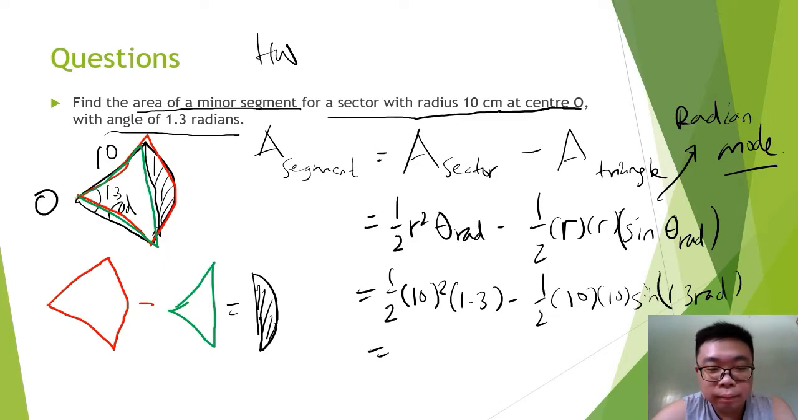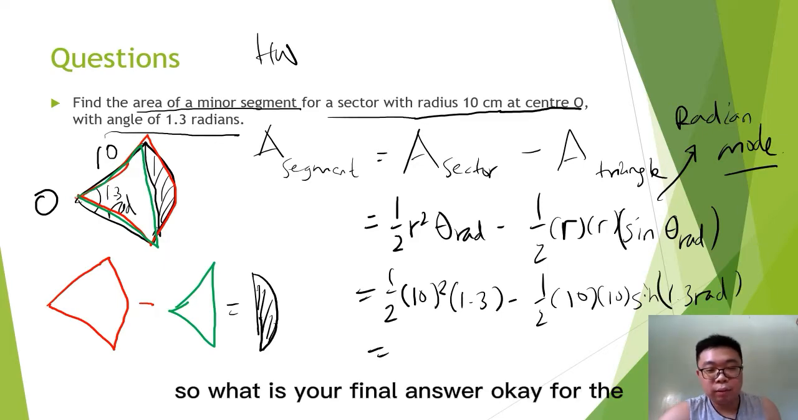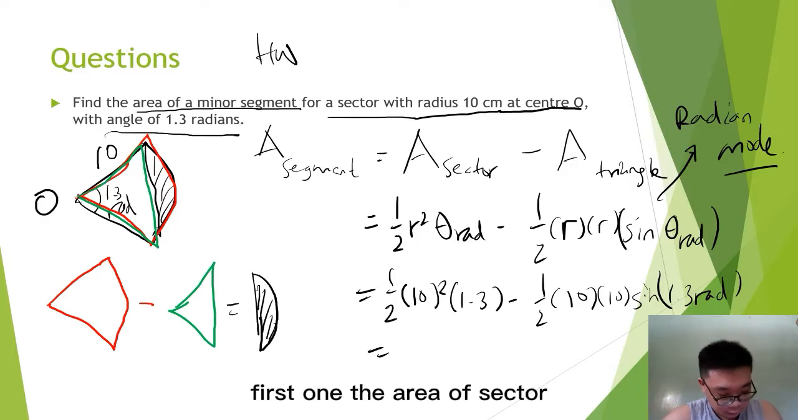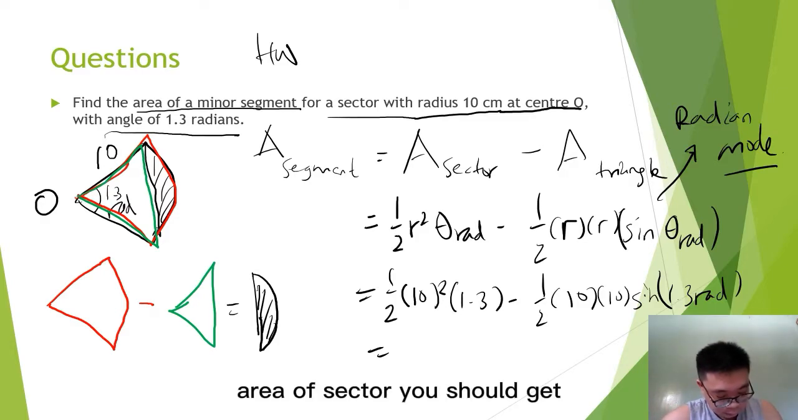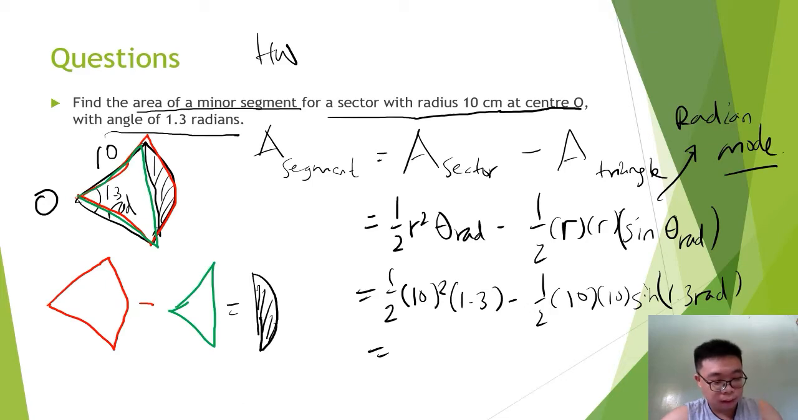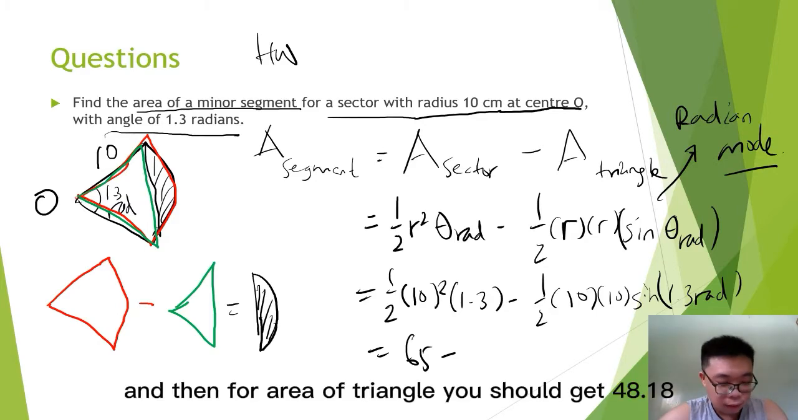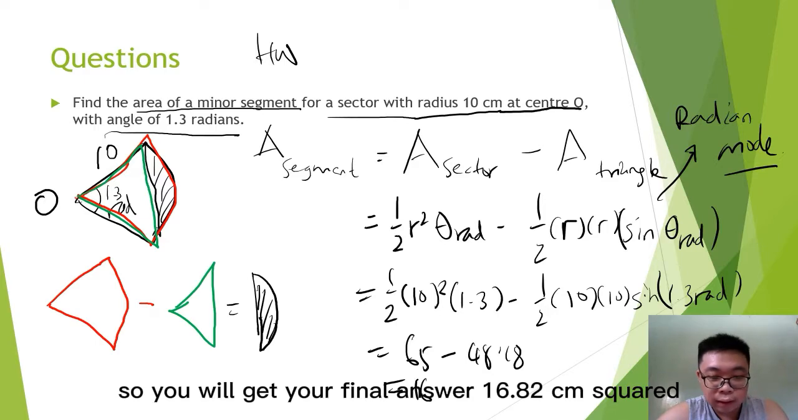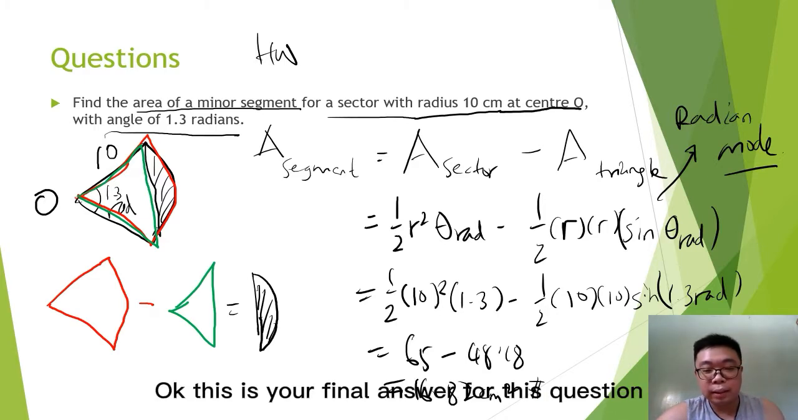Okay, so what is your final answer? Okay, for the first one, the area of sector, you should get 65. And then for area of triangle, you should get 48.18. So you will get the final answer 16.82 centimeters squared. Okay, this is the final answer for this question.